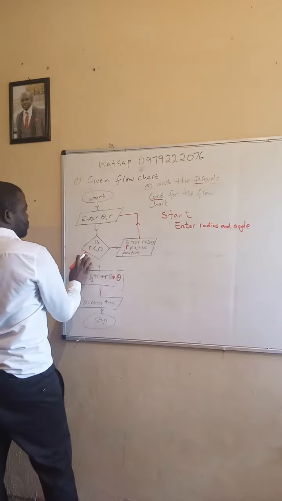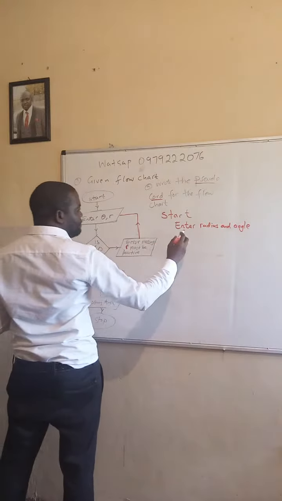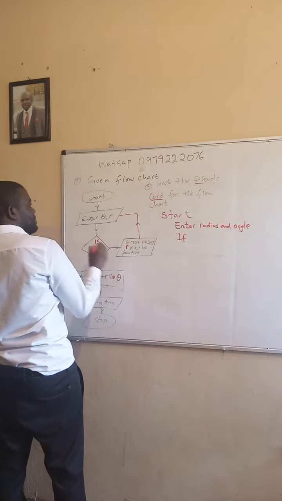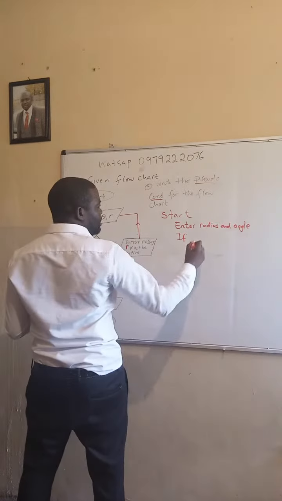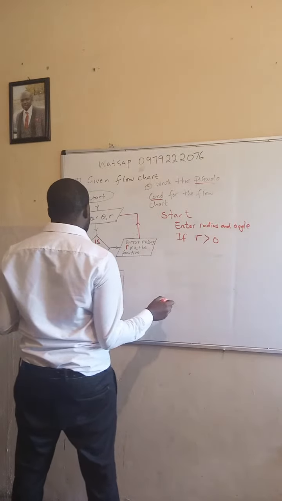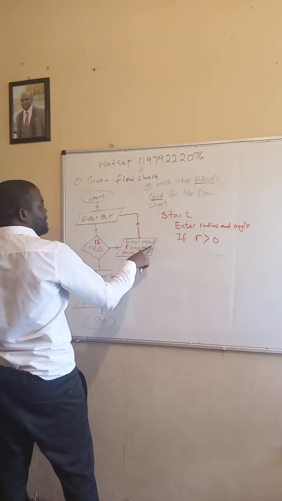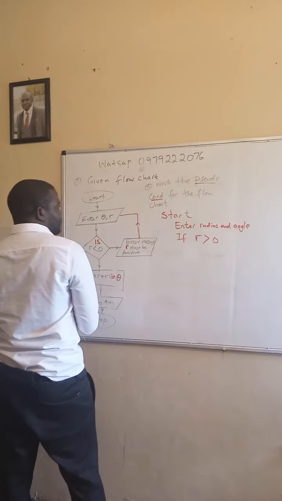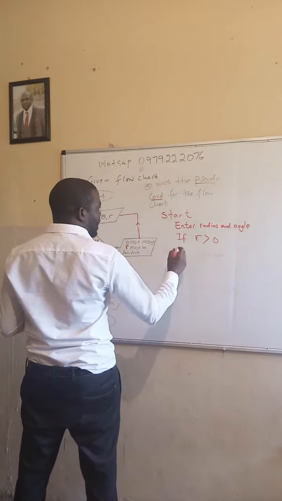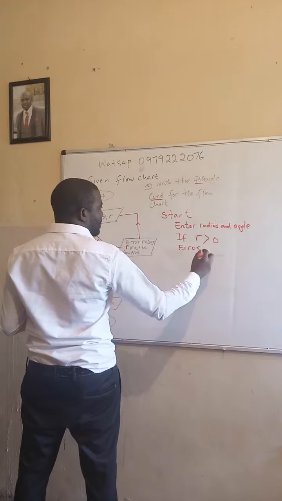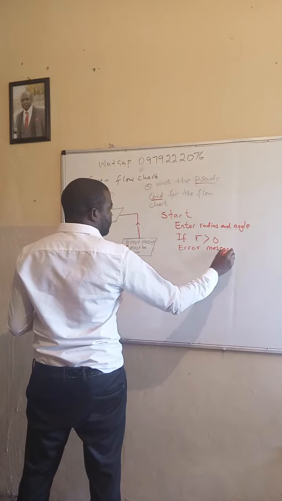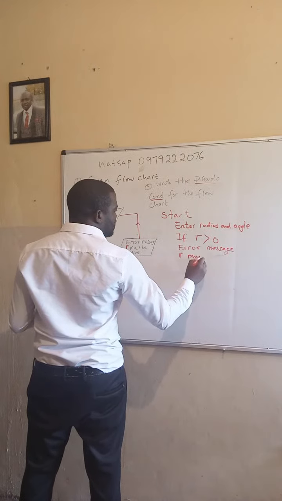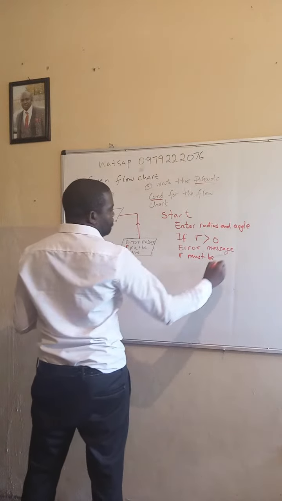Your next instruction is this one. The decision becomes if. It's a condition. So the condition is like that. And then here it is the error message. So this error message comes down. Error message: error must be positive.